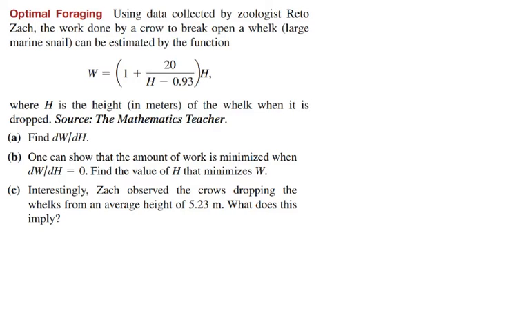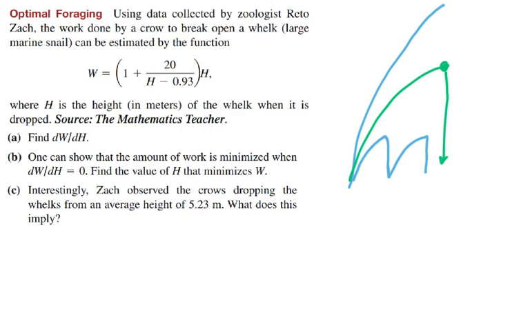And of course, that should make sense because if they only fly up a little bit, they're not doing much work, but it's probably not going to break when they drop it, so they've got to do that more often. Whereas if they fly up too high, they're doing more work than they need to. So we want to find that max, or that magic height, I should say, where the work is minimized and they drop it and they know it's going to break on that first try.